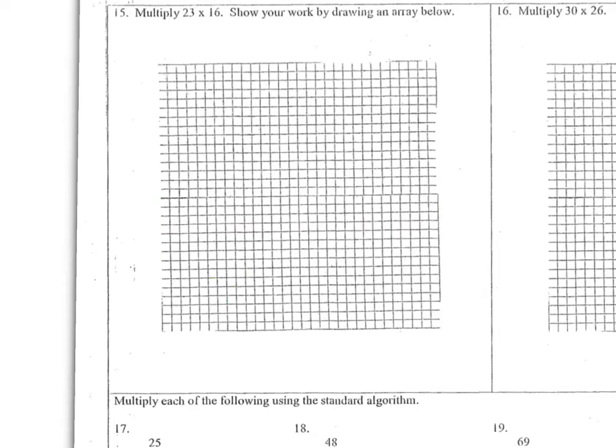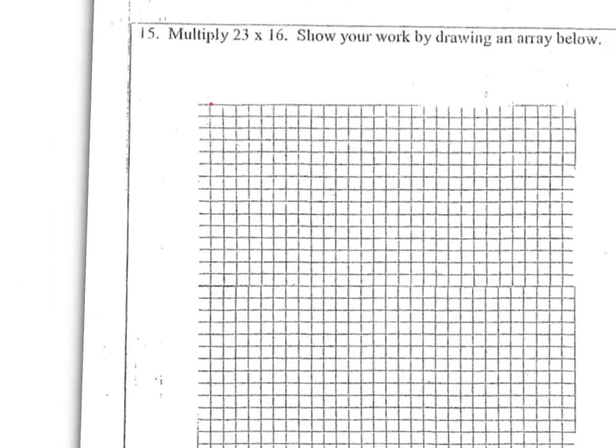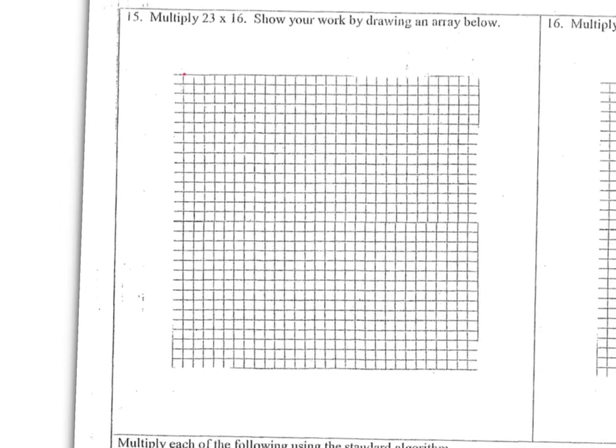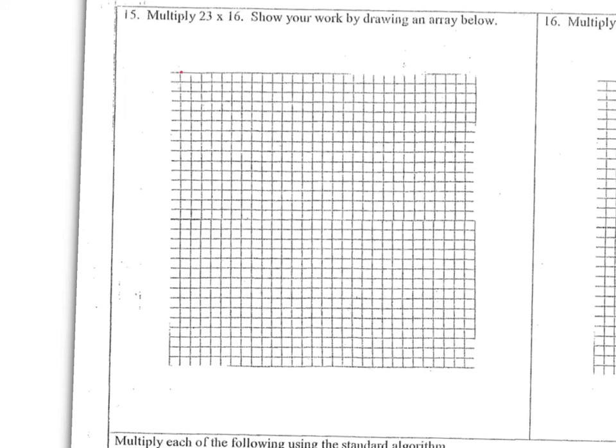Now we're on number 15. We need to multiply 23 times 16. This is when you need to draw your array. This is when we were having some issues. What you need to do is make sure that your array is actually the size of the squares. So you do need to make it 23 down. So I'm going to show you that it should be 23 boxes down and 16 boxes across.